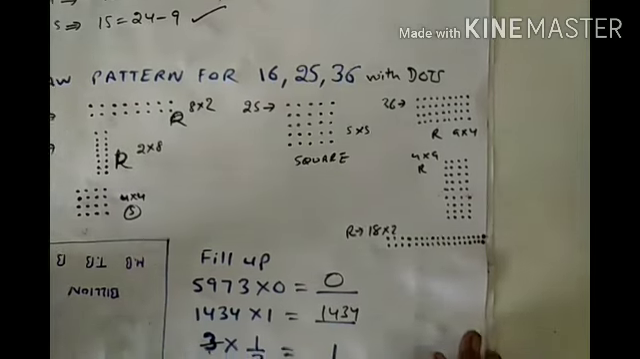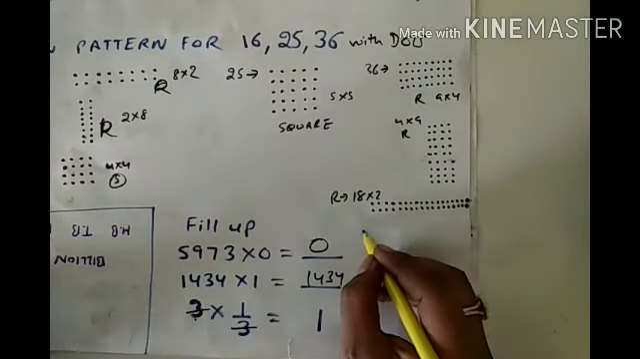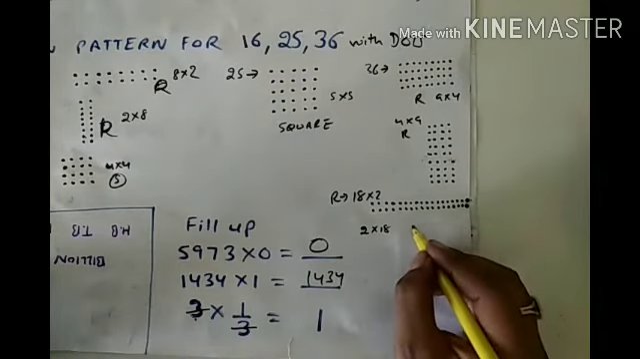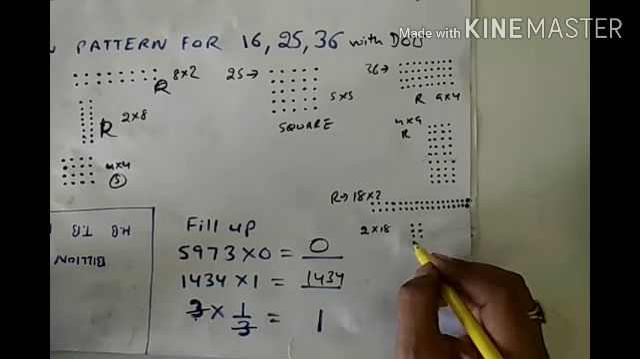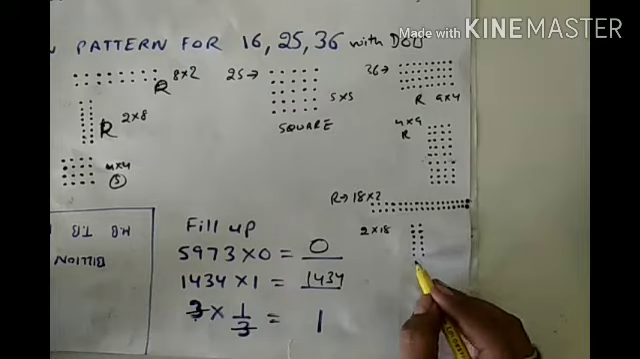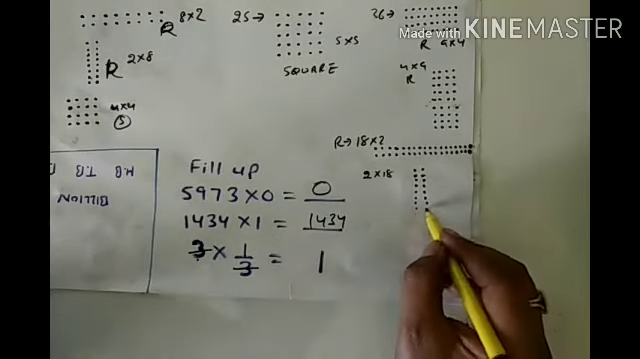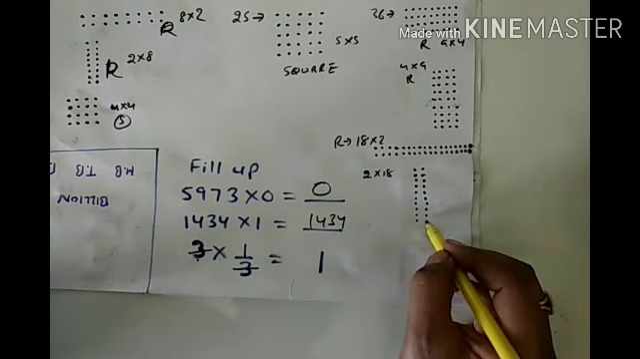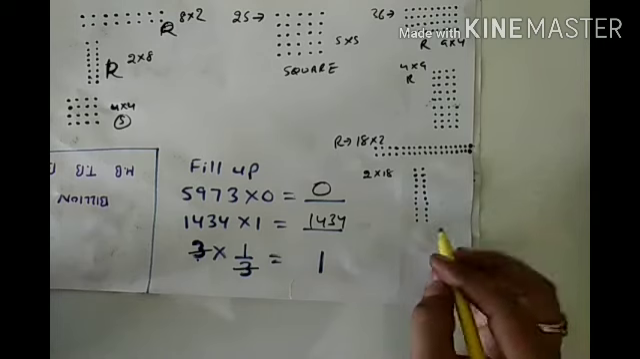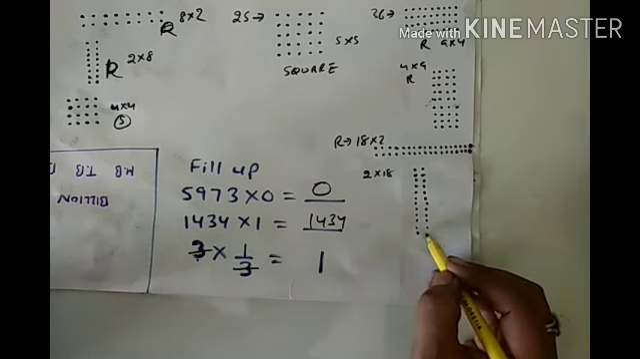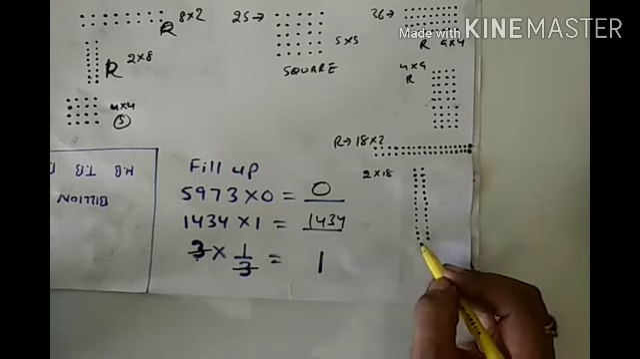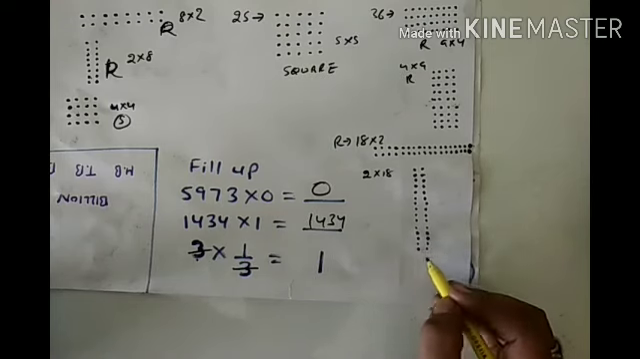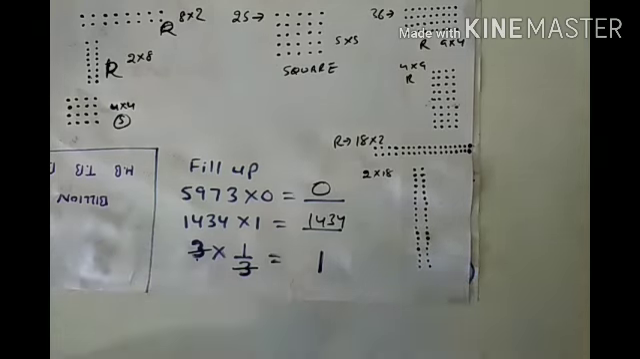Also we can derive a pattern that is 2 multiply by 18. So 2 multiply by 18: 1, 2, 3, up to 18, then 19, 20, 21, and so on up to 36. So this is the rectangular pattern 2 multiply 18.